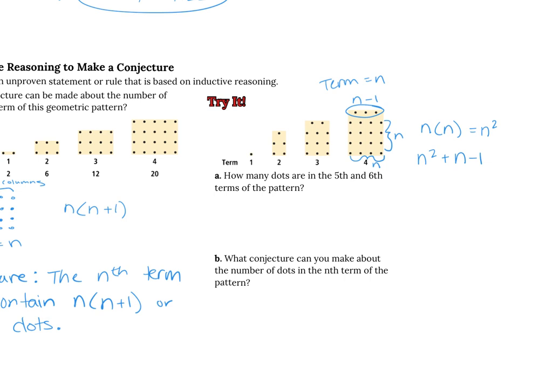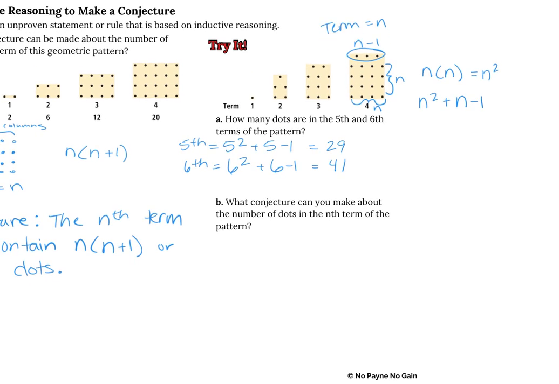Okay, so now if I'm finding the 5th term, I'm just going to plug in 5 for n. So 5 squared plus 5 minus 1. It's going to give me 29 for my 5th term. Then for my 6th term, I'll plug in 6. It's going to get me 41.